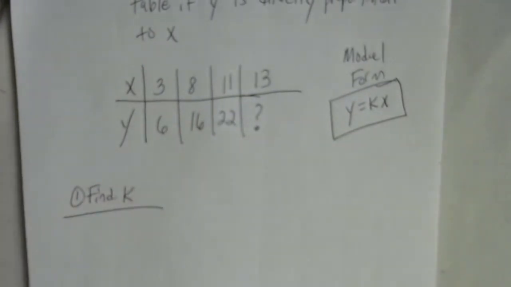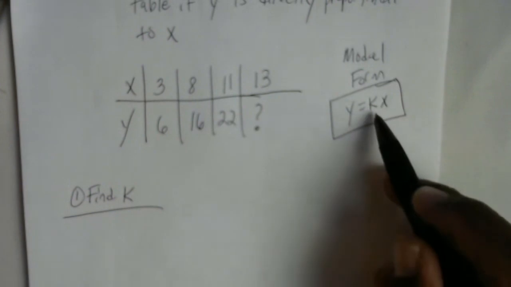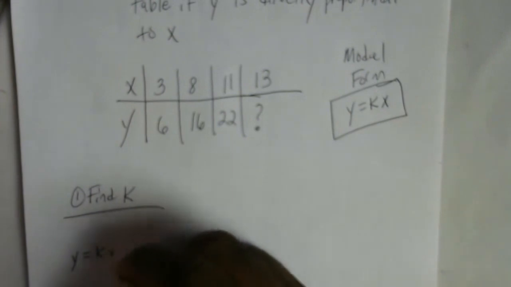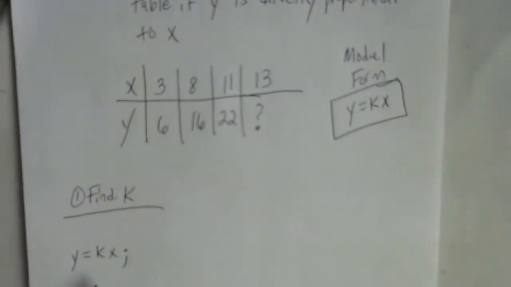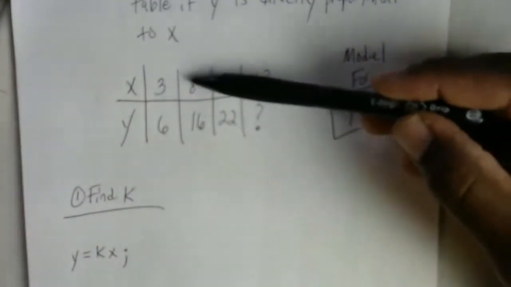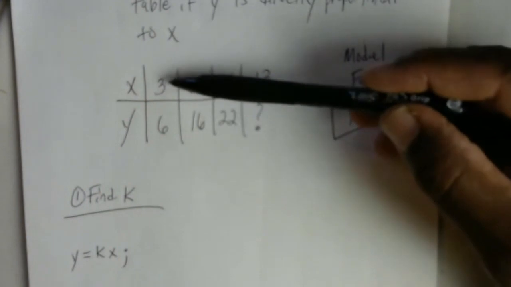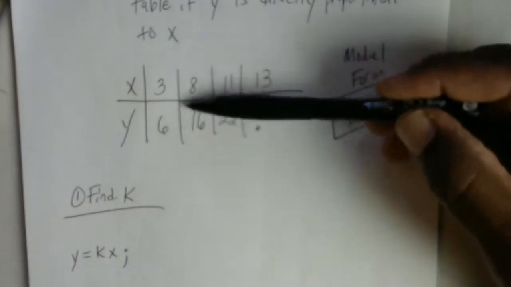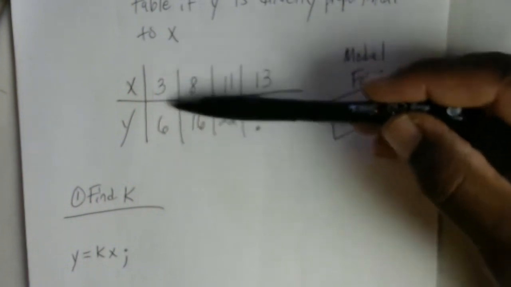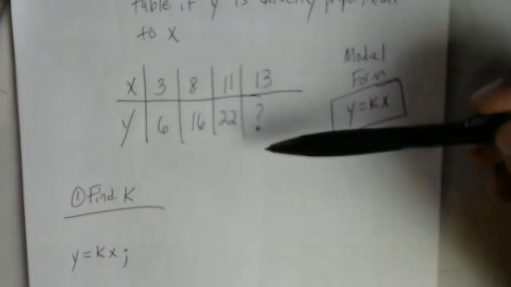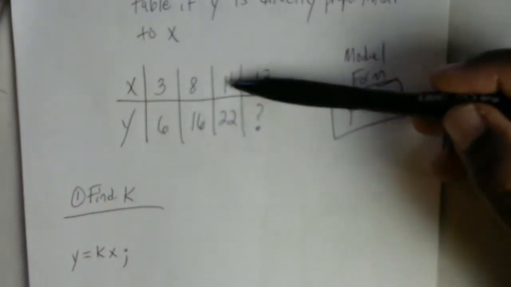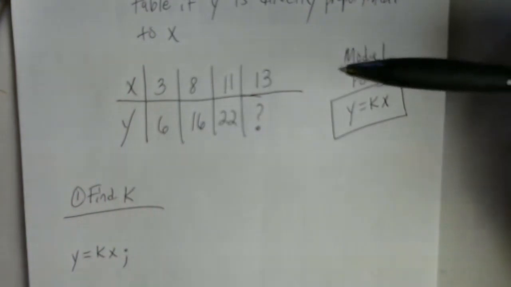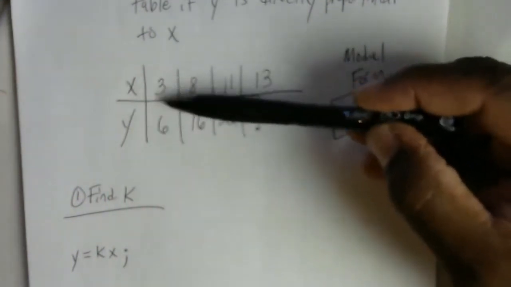So how do you find k? Well, we're going to use the model form, y equals k times x. In order to find k, I simply have to stick in an x and a y value and solve it for k. So if I look back at my table, you want to choose corresponding x and y values. I can either choose 3 and 6, 8 and 16, or 11 and 22. I'm going to choose 3 and 6.